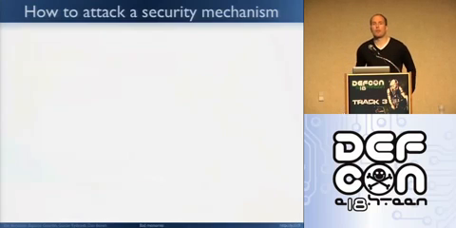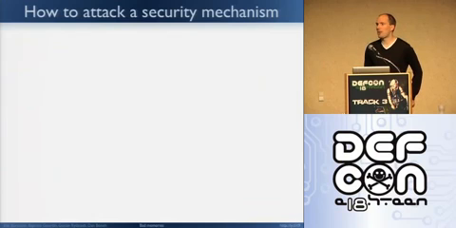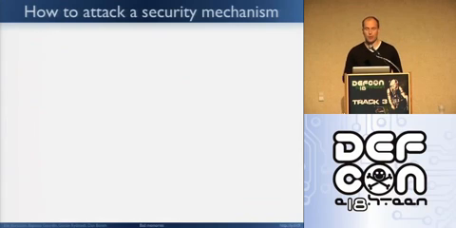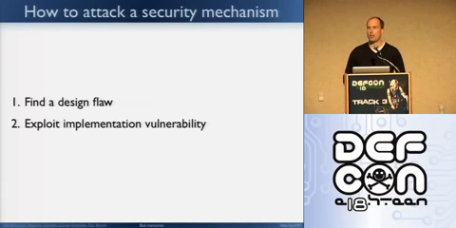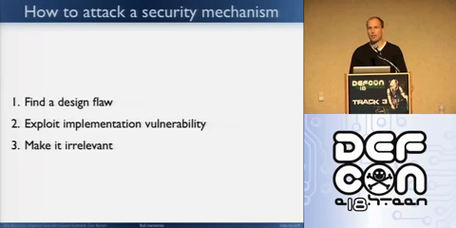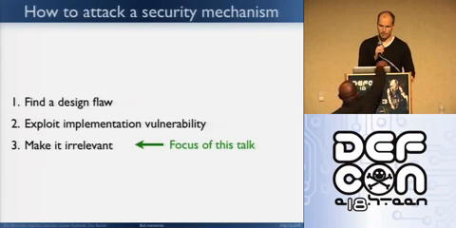Usually, and you're all here for security, there are 3 ways we can break a security mechanism. The first one is when you find a design flaw. For instance, the web is broken by design. You all know that. The second is the most well-known way, where we try to find exploits and vulnerabilities in the code, its implementation. And the third one, which will be the focus of this talk, is how you can try to make this security mechanism a little bit irrelevant.